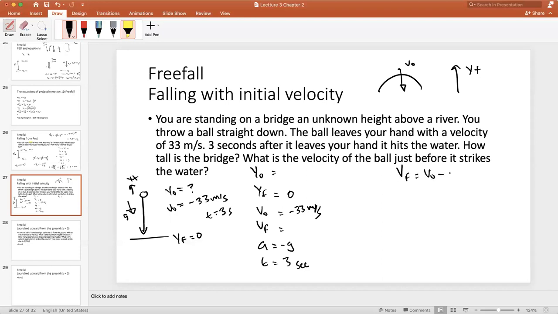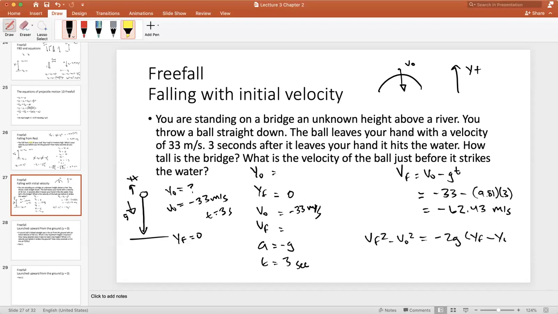v final is v initial minus gt. And we know g, we know t, we know v initial. So this is minus 33 minus 9.81 times 3. And that gives us, 3 times 9.81 plus 33, minus 62.43 meters per second. Once we know this, we have v final squared minus v initial squared is equal to minus 2g times y final minus y initial.